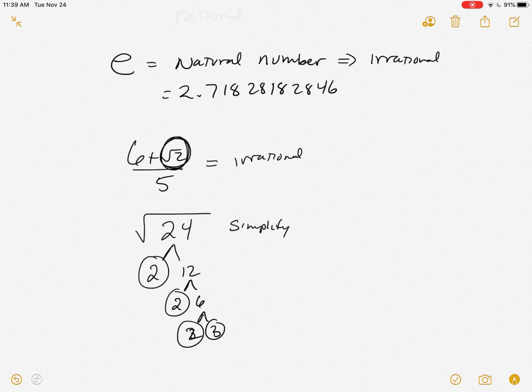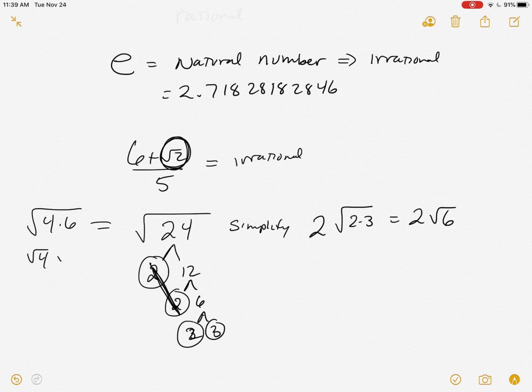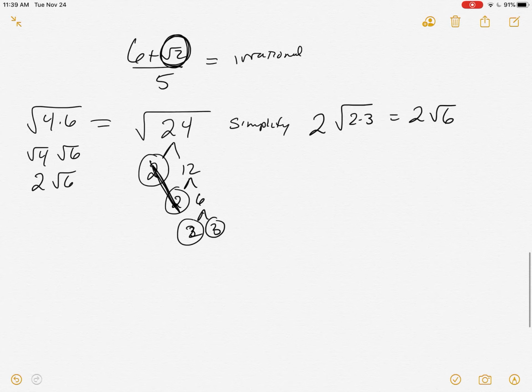So prime factorize, and then what a square root is looking for is pairs. I got a pair of 2's right here, so I can pull one out. And then I don't have any more pairs, so the 2 times 3 stay in. So this is 2 root 6. Essentially what's happening is you're recognizing that this is 4 times 6. Square root of 4 times the square root of 6. Square root of 4 is 2. Okay. And then they'll ask you for the decimal approximation. Just drop root 24 into your calculator.